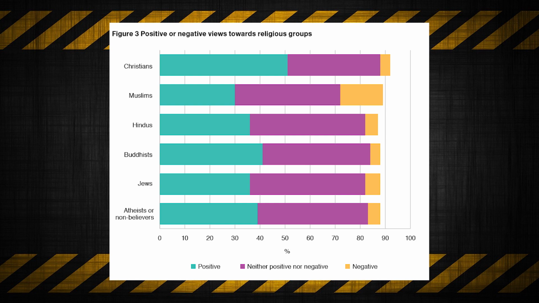But Muslims were a bit of an outlier. They were viewed a little bit more negatively than any other group. But still, significantly a lot more people viewed them in a positive light than a negative light. And quite honestly, for all the groups, most people were quite indifferent.